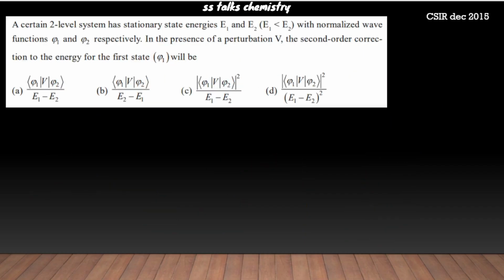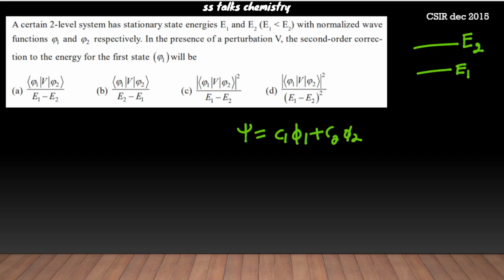Again, CSIR December 2015. A certain two-level system has stationary state energies E1 and E2. So there are two levels, with energies E1 and E2. It is given that E2 is greater than E1, with normalized wave functions phi1 and phi2. The wave function considered is C1 phi1 plus C2 phi2. In the presence of the perturbation V, the second order energy correction to the first state will be.